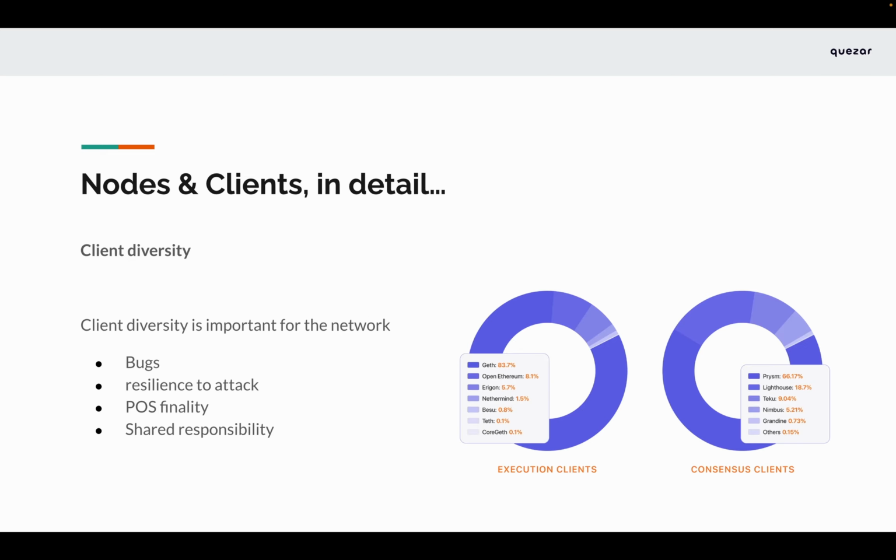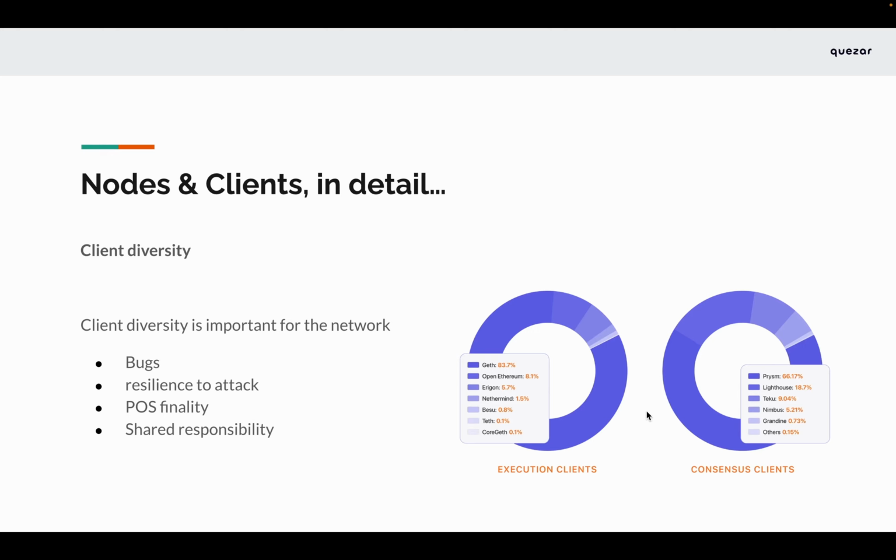Now we already know that these clients are basically softwares written in different languages. So different teams are working on different clients. There are Geth, Open Ethereum, Erigon, Nethermind, Besu, and others as execution clients, and Prysm, Lighthouse, Teku, Nimbus, etc. as consensus clients. So it is very important that we have appropriate client diversity in the network, because if any one of these clients has a major share, for example, you can see that Geth here has 83% share. If there's any bug in the Geth client, you can say that 83% of the network is compromised.